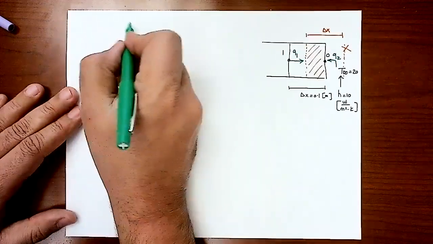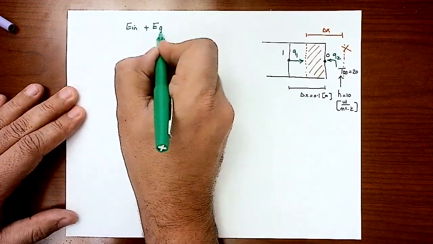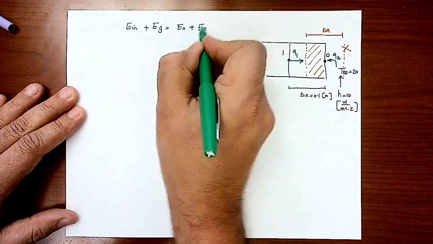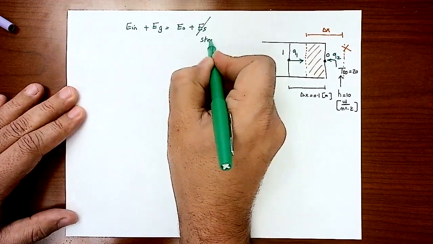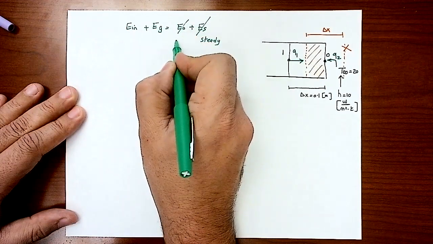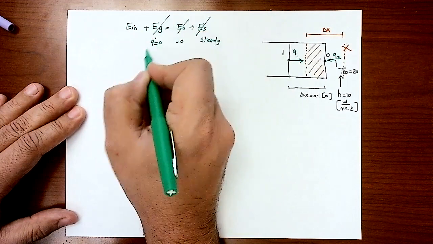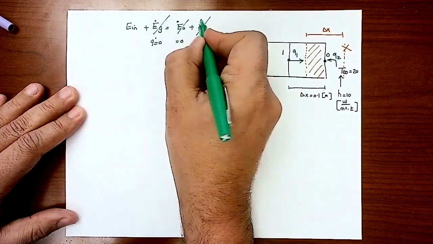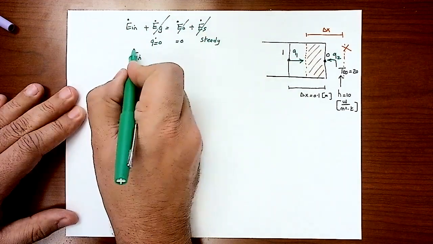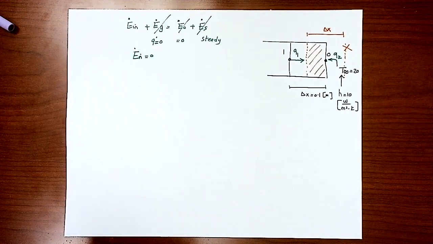Now, what is the equation? Energy in plus energy generated equal to energy out plus energy stored. This is 0 for steady state. This is 0 for the assumption. This is 0 because we assume Q dot does not exist. So I'm going to end up having energy in equal to 0.